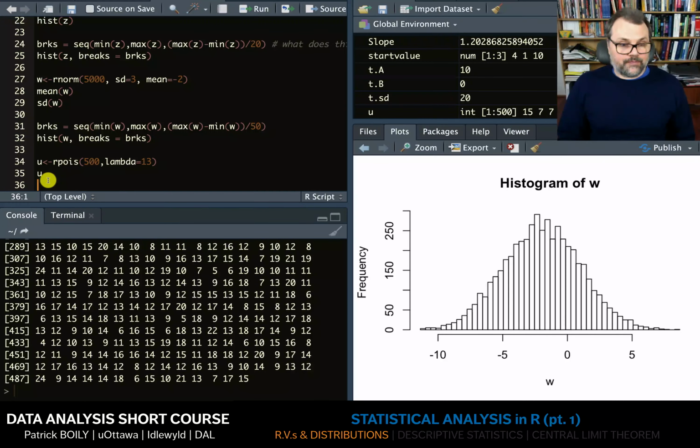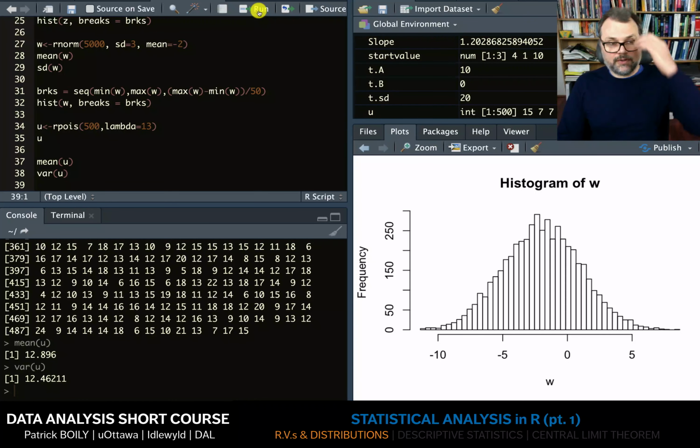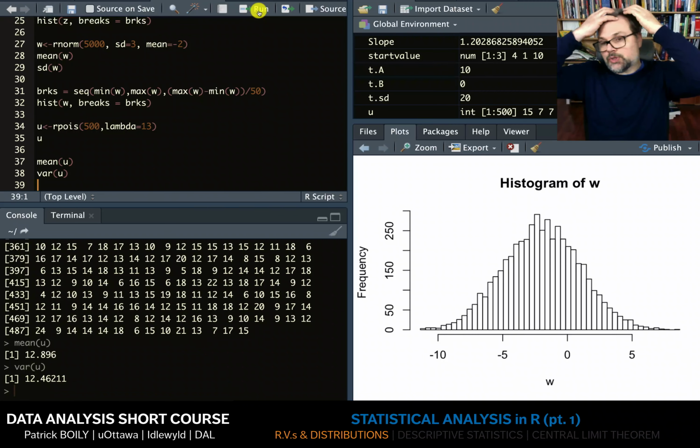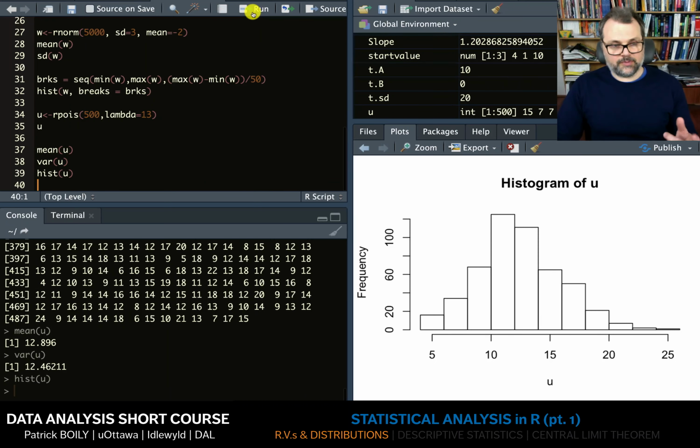You can compute the mean. The sample mean should be close to 13. That's good news. You should compute the variance. It should also be close to 13, because in a Poisson distribution, the mean and the variance are supposed to be the same. So in a sample, the empirical mean value and the empirical variance should be approximately equal. If you plot the histogram for this specific sample, I have something that looks like this. So you see, this isn't a normal distribution. It is skewed, definitely.